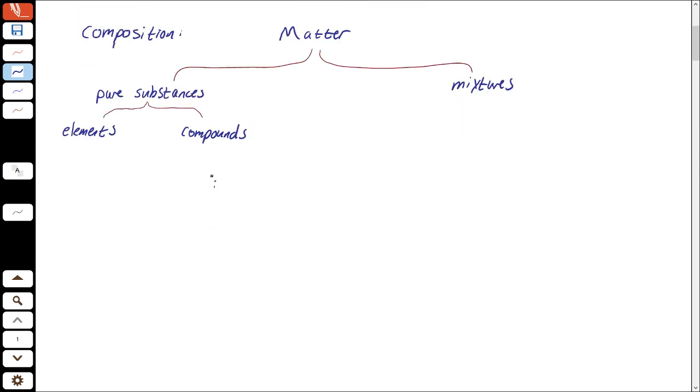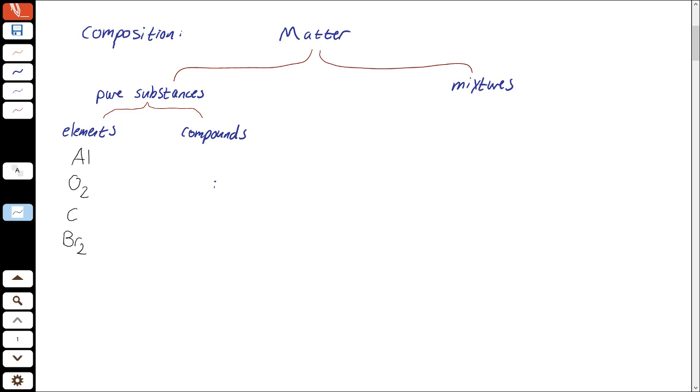So elements are only made of one type of atom. That would be things that we find on the periodic table, like pure aluminum, for example, is an element. Things like oxygen gas is an element. Carbon is an element. Bromine is a liquid, and is an element. It's Br2, a diatomic element. So these are substances that are only made of one type of atom, and they're pure substances. They're probably the most obviously pure substances.